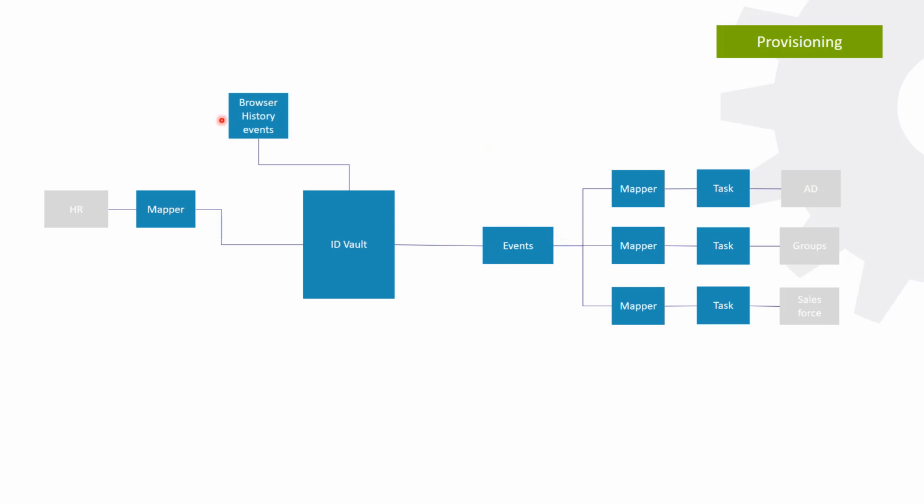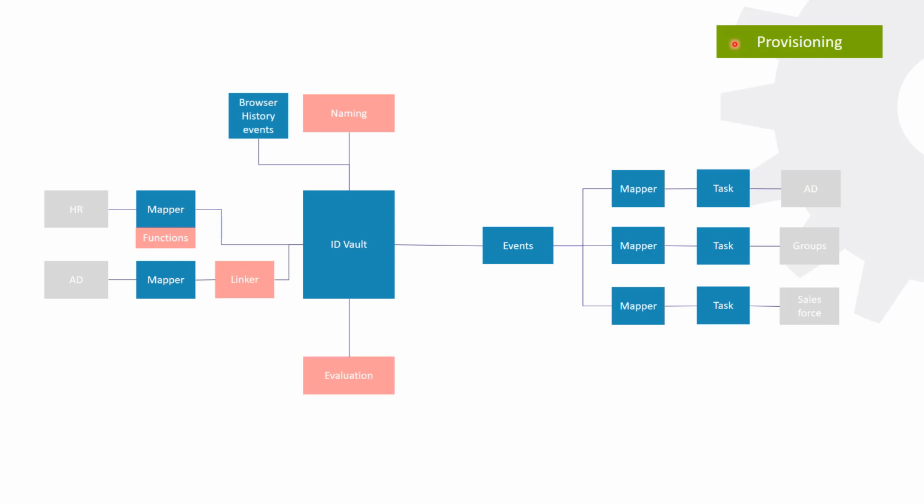You can also see the events, the browser, you can browse the vault, you can see the history, and you can see which events have been triggered. That's already available today, and that's going to be part of the new module in HelloID provisioning. Stuff that will be added are complex functions in the mapper. You can link target systems, so you need a linker. You can have naming convention that needs to be added.